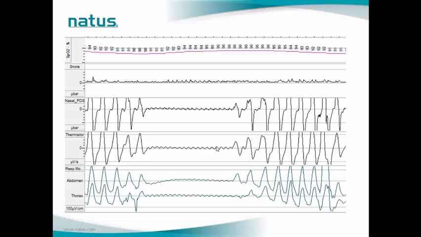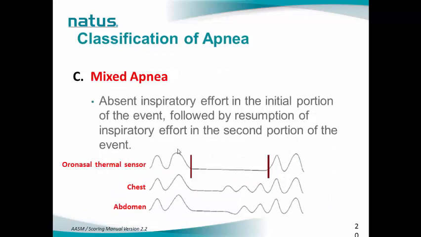Those small humps represent cardiac rhythm, and this is called cardioballistic oscillation, which appears when there is a central episode. Mixed apnea is scored when there is an absent inspiratory effort in the initial portion of the event, followed by resumption of inspiratory effort in the second portion of the event.